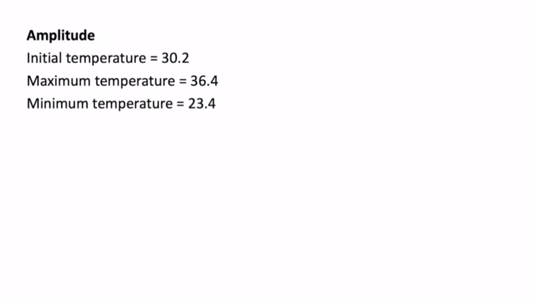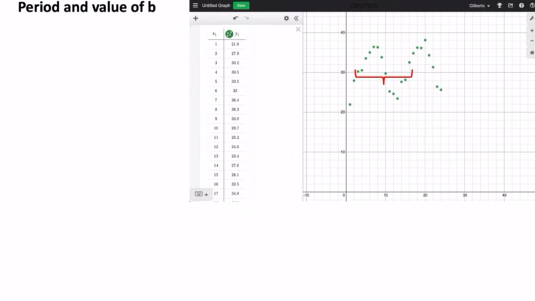In order to find the amplitude, the only thing that we need to do is find the difference between initial temperature and maximum temperature, and the difference of minimum temperature and initial temperature. This gives us that A is equal to 7, approx. Now we will find the period and the value of B. The period is the length of the sine, in this case is 13.